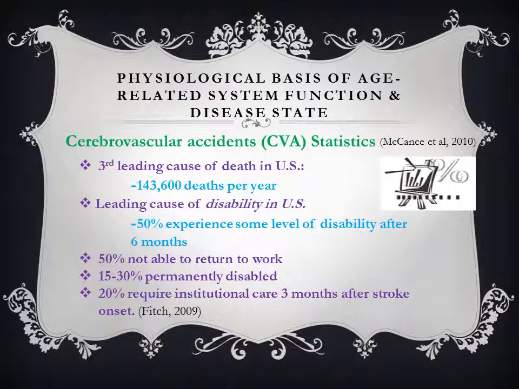The occurrence of a stroke is often debilitating. Studies show that 50% of patients who have a stroke will not be able to return to work. 15 to 30% of those patients are permanently disabled, and 20% require institutional care at just 3 months after onset of a stroke.